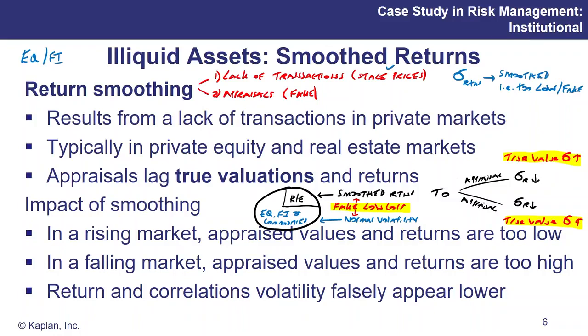It comes from relying upon appraisals. Now, what does that mean in terms of volatility of returns? Well, it means that the volatility is too low, guys. It's smoothed downwards.